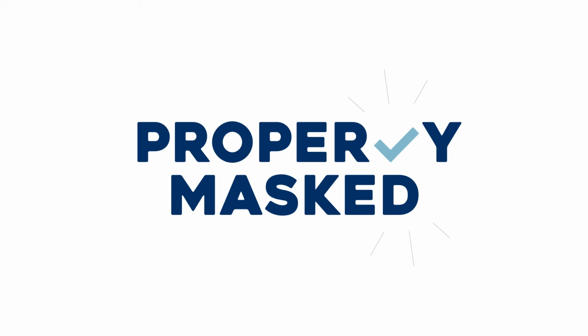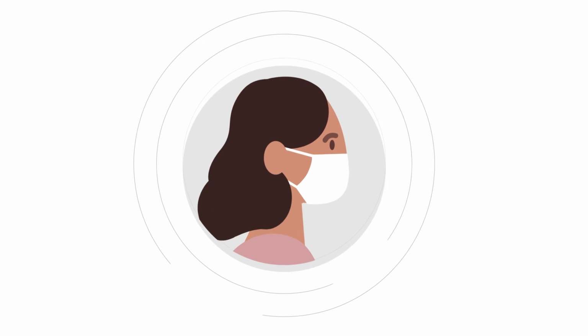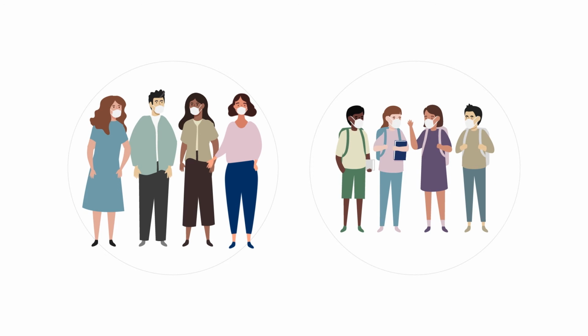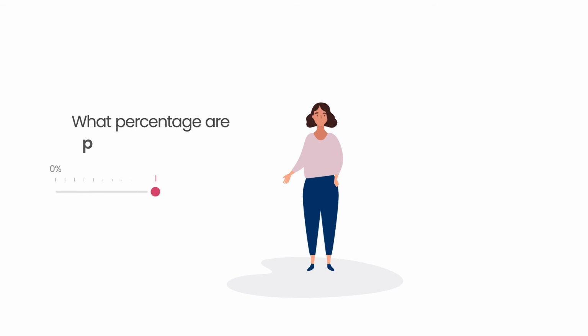Properly masked. A properly worn mask covers the nose, mouth, and chin, with no gaps between the face and the mask, worn all of the time. The more people within your group who wear masks properly, the better your mitigation strategies will reduce the spread. We tend to overestimate this number.